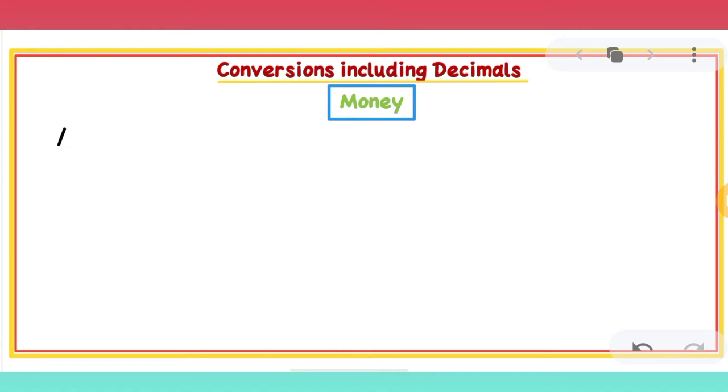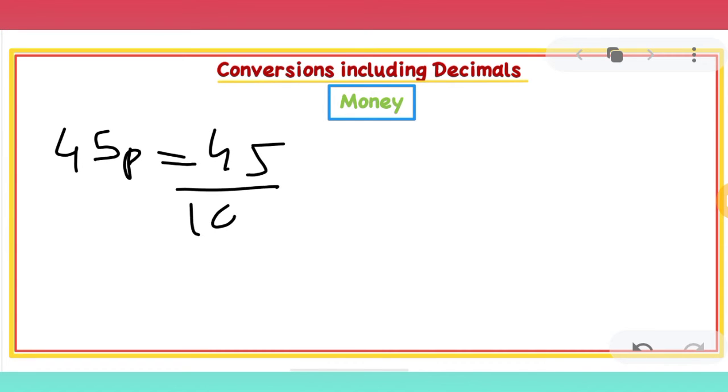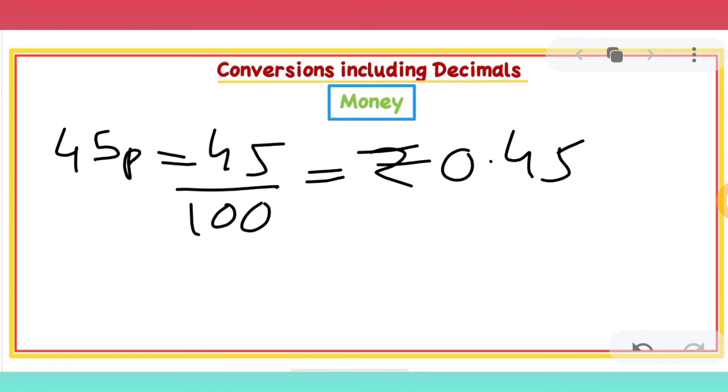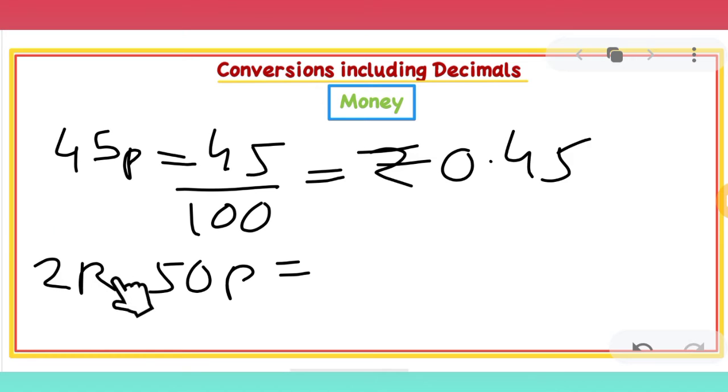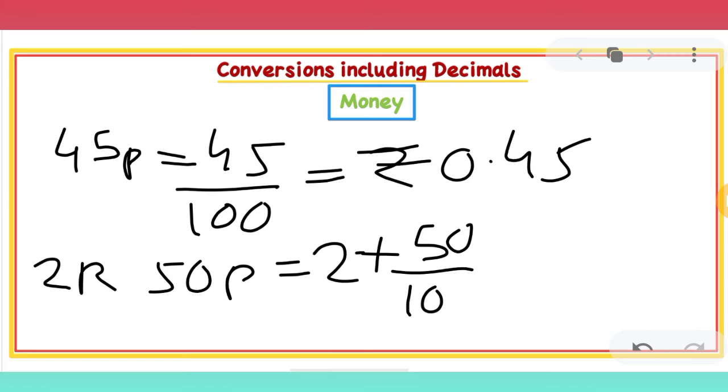For example, 45 paisa will be 45 upon 100 rupees, which will equal to 0.45. We can take one more example, like 2 rupees and 50 paisa. Now in this case this is already in rupees, so we will not convert this, we will only convert this 50 paisa. So 50 paisa will equal to 2 plus 50 upon 100, so it will be 2.5 rupees.